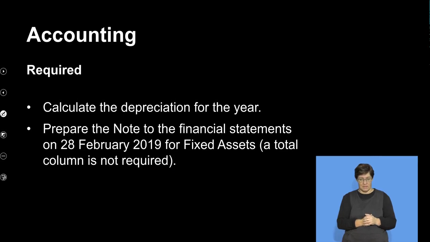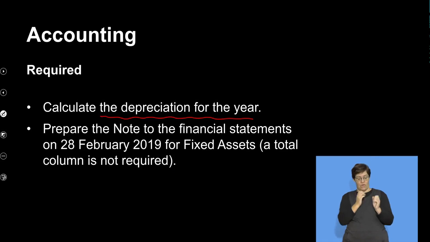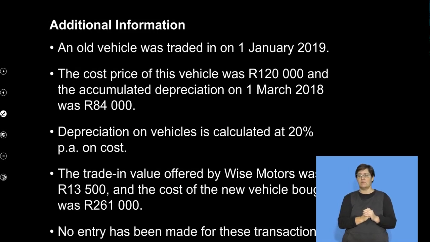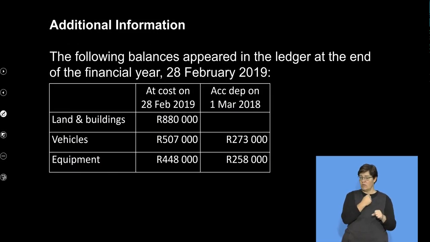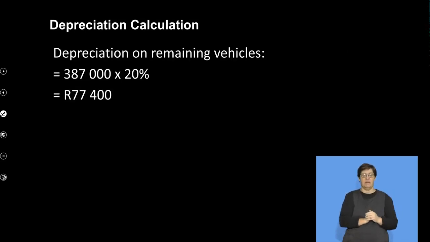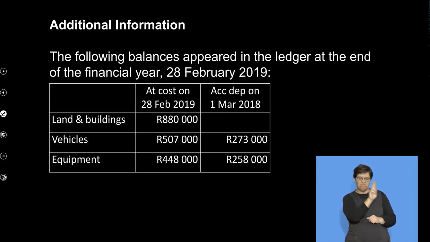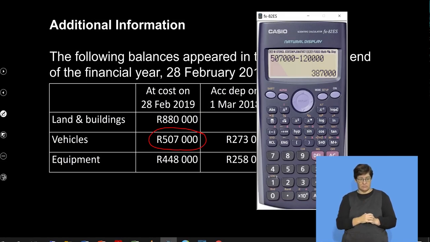Okay, remember we're now calculating the depreciation for the year. The first one we're going to be working with is the vehicles. Step number 1, look at your vehicles. At the balance you had an amount of 507,000. However, we know that from the 507,000, we sold the one vehicle to the value of 120,000. That gave me a remaining balance of 387,000.